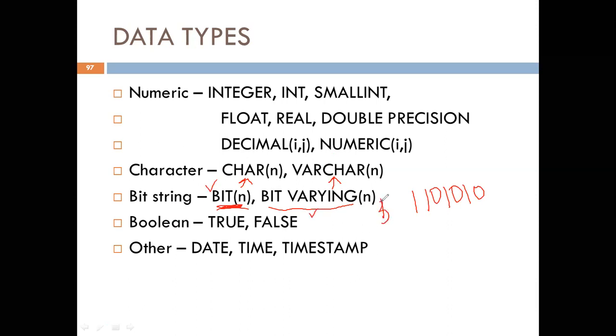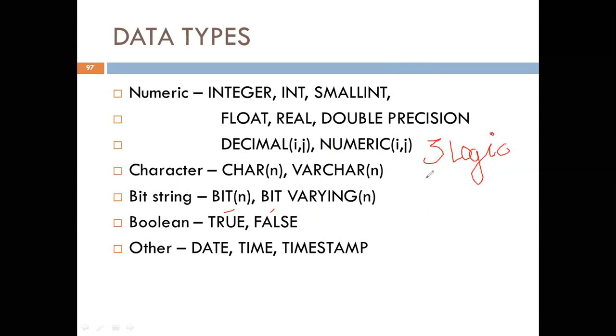We can specify these bit values using b followed by a single quote. So this kind of values can be specified. So binary values can be specified using bit string. Then the Boolean value. True or false can be specified using Boolean values. In RDBMS or in structured query languages, three kinds of logic are utilized. The first logic is true, the second logic is false, and another logic we have is unknown.